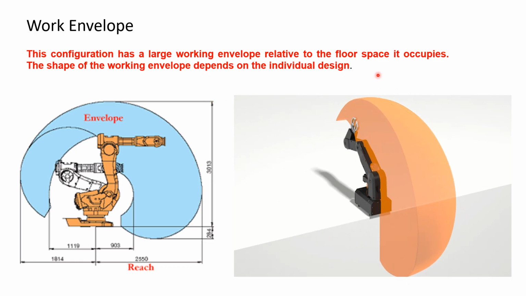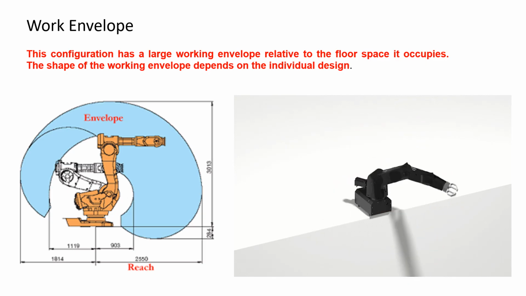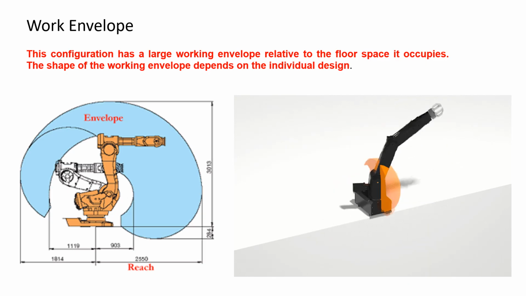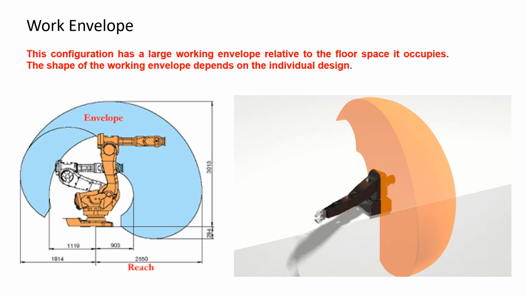This is very important, because whenever you select a six axis robot, let's say, you need to check its dead zones, because the arms cannot move in those zones. They will have restrictions.